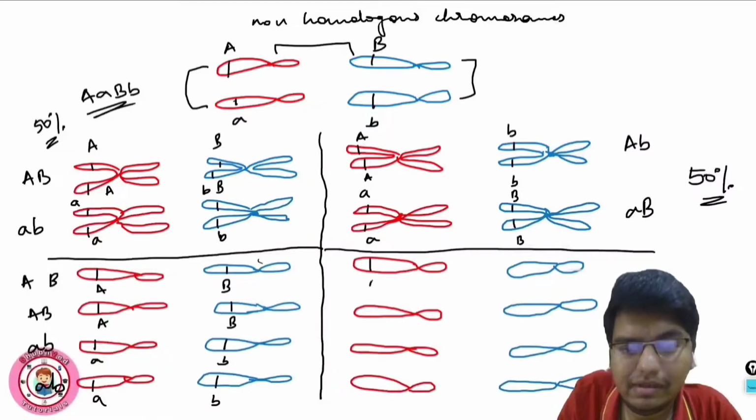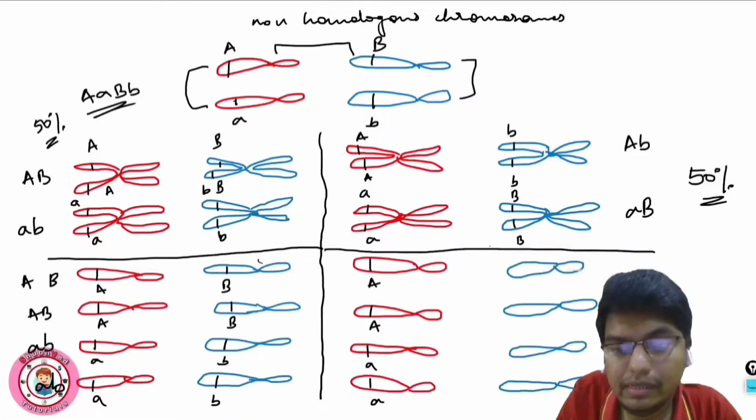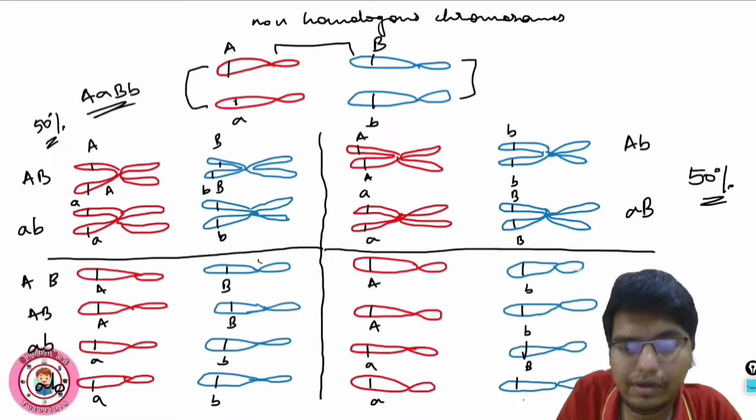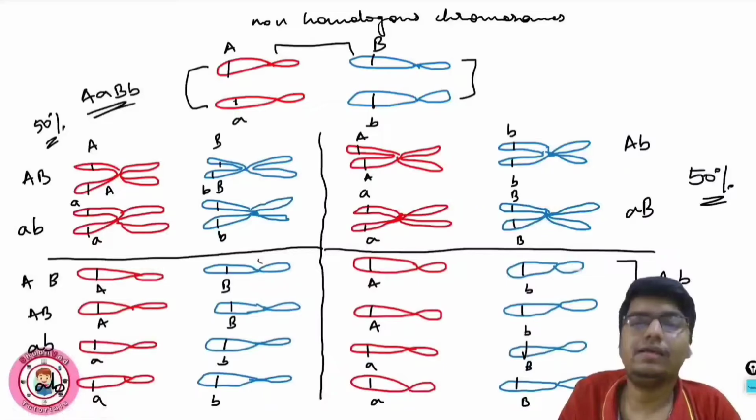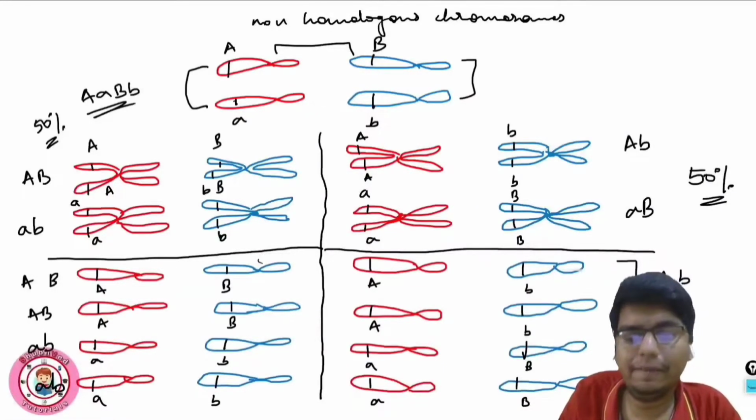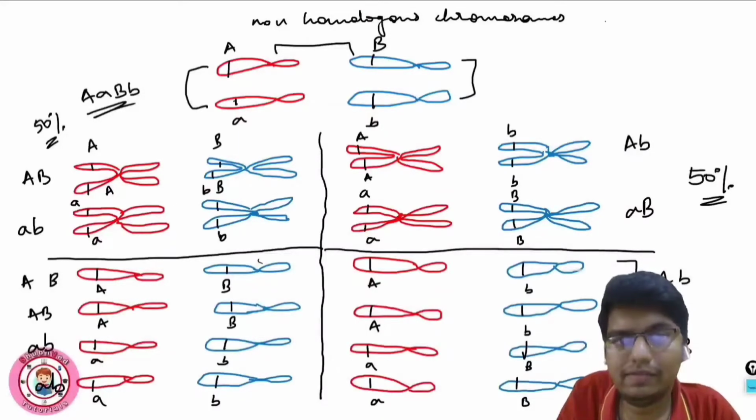Same here with this: capital A, small a, small a. Here same, here there is different, small b, small b, capital B, right? So these are the four types of gamete. After that, right? Okay. So this we have already seen.